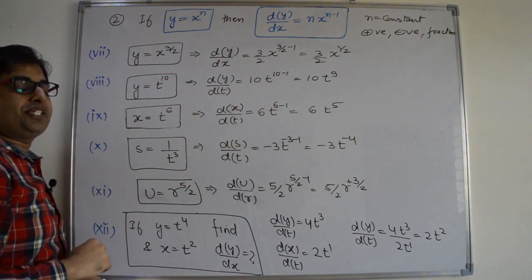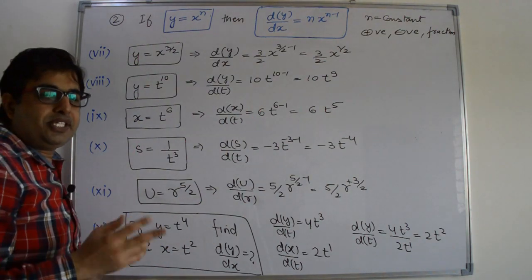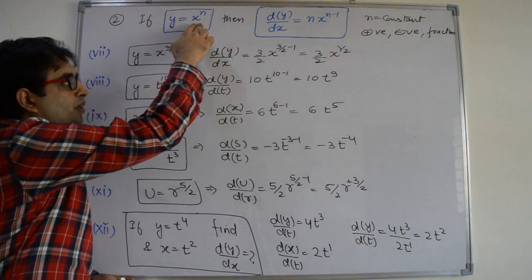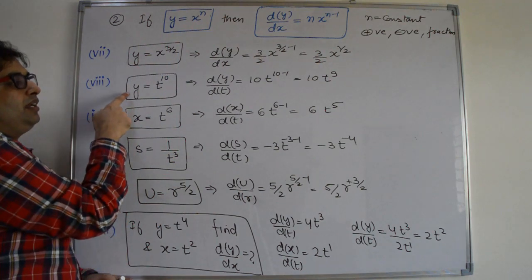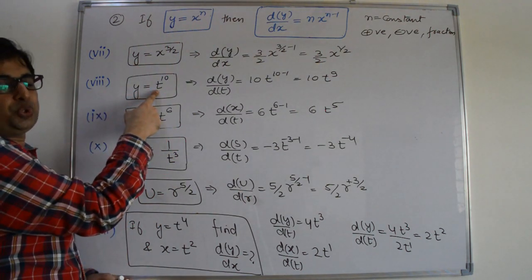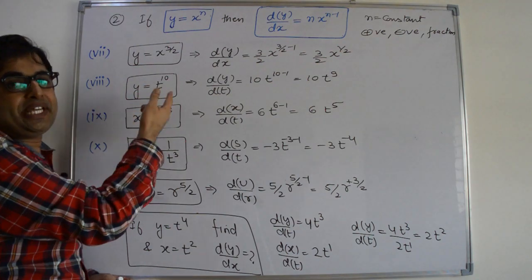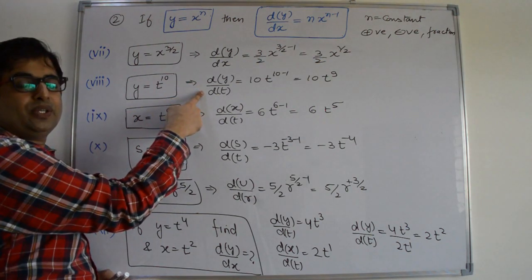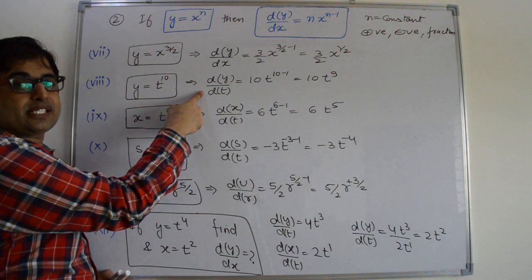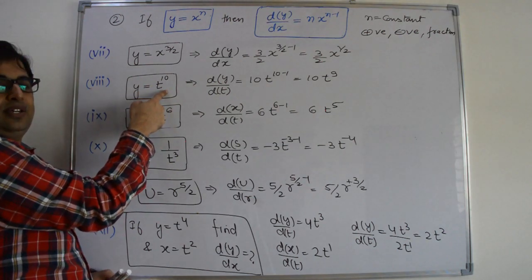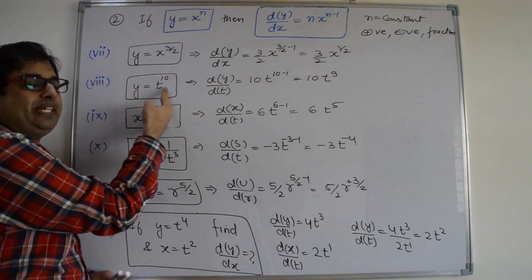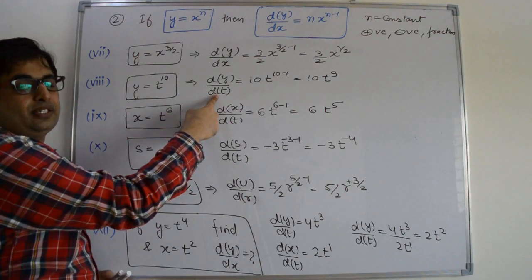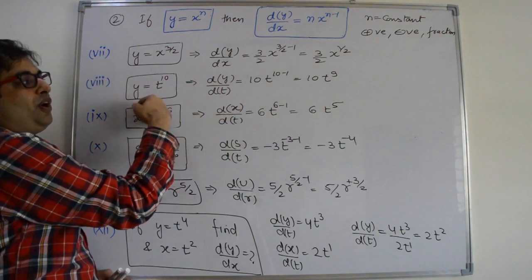Now we will change the symbols. In general we have x and y variables, right? But we can use this formula for any variable. Y equal to t power 10. So instead of x we have t. So what will we calculate here? We will calculate dy by dt, not dy by dx, because we don't have x. What is the relation? Y depends on t. So we will calculate with respect to t, not with respect to x. Got my point? So the formula will remain the same.